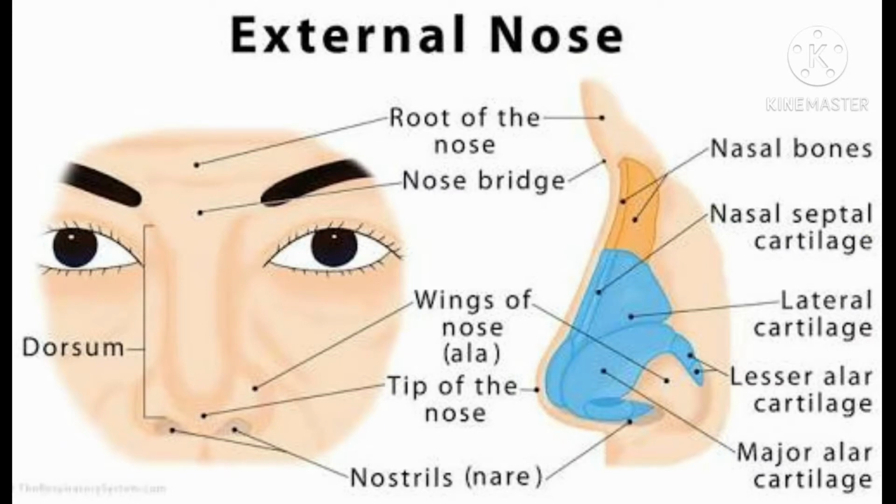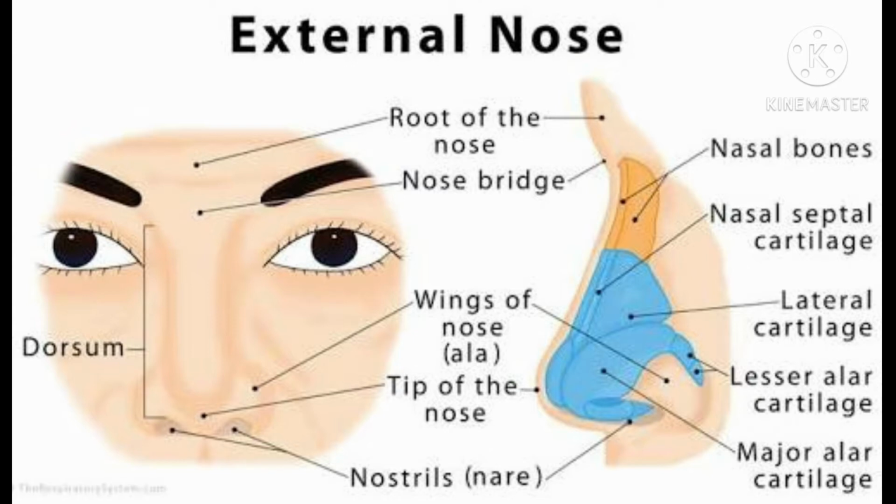Surface appearance of the nose. The external nose is said to have a pyramidal shape. The nasal root is located superiorly and is continuous with the forehead. The apex of the nose ends inferiorly in a rounded tip. Spanning between the root and apex is the dorsum of the nose.